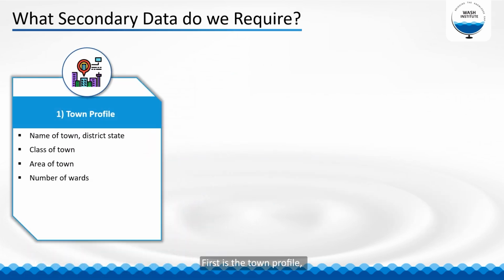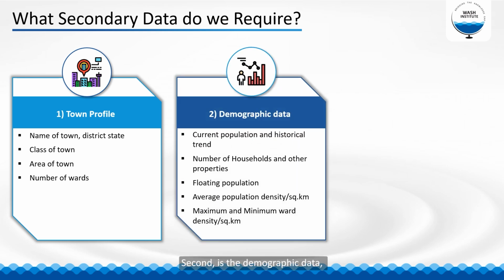First is the town profile, which is the basic information such as the town's area and number of wards, which helps to define the project boundary. Second is the demographic data, including fixed and floating population, population density, and the number of households. This data is crucial for projecting the population over the design period and estimating used water generation.